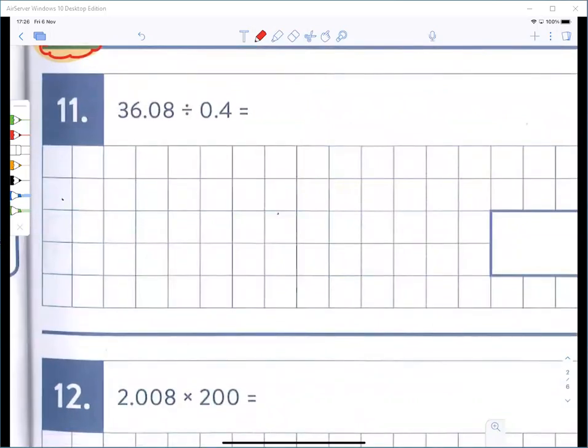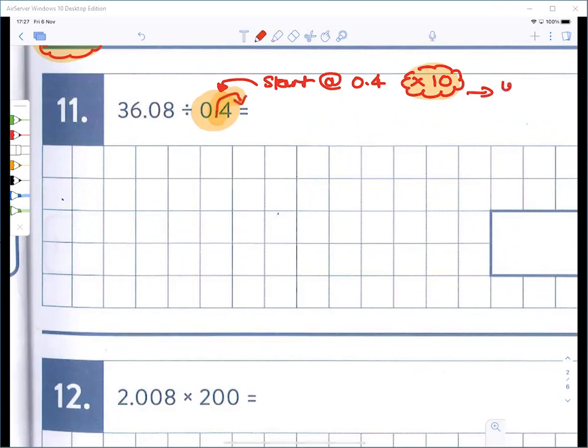Question number 11. How do we do this question? So you set out the question. Where do we start the question? With the column, start with 0.4. And then what do we do to the 0.4? Times it by 10. Why do we times it by 10? Because we want to change it into a whole number. Okay, that's our intention. We start at the number that's been divided by.